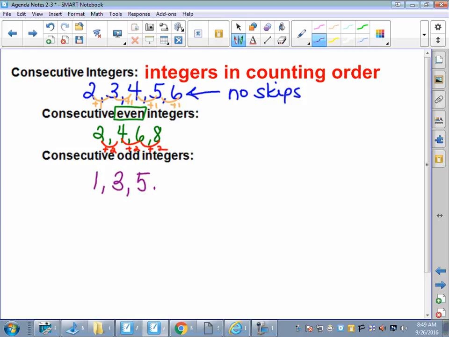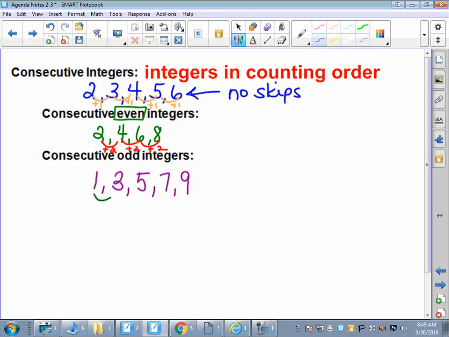3, 5, 7, 9. The list goes on. Here's the question I'm going to ask you that sometimes messes people up. You got to think long and hard about that. I just asked you about the pattern for plain old integers. We add 1. The pattern for consecutive even integers, we add 2. What's the pattern for consecutive odd integers?